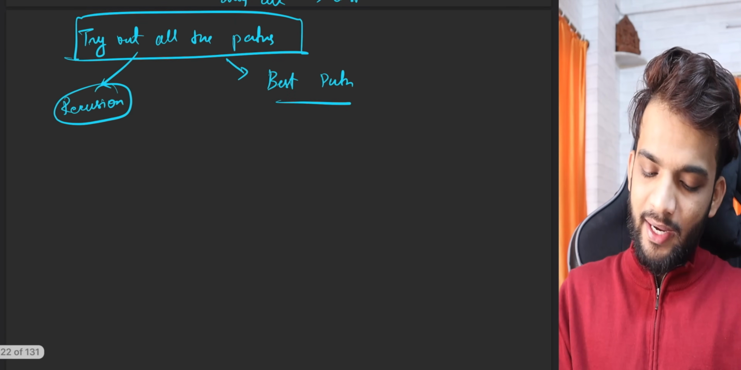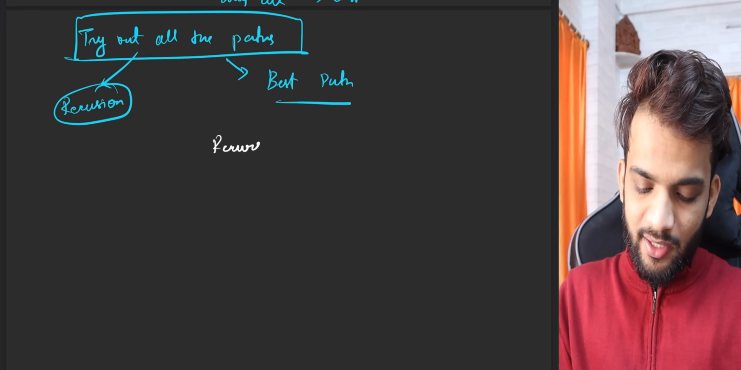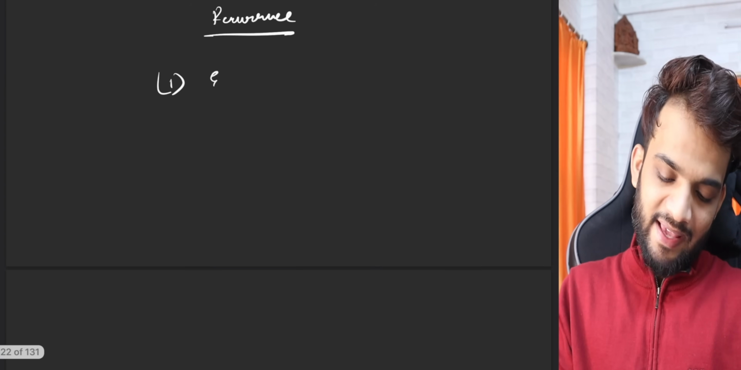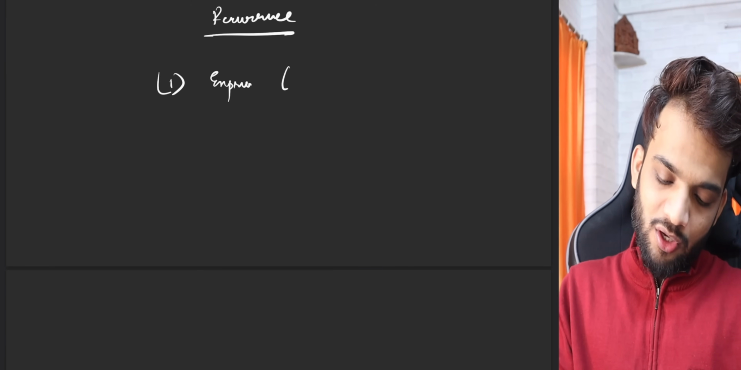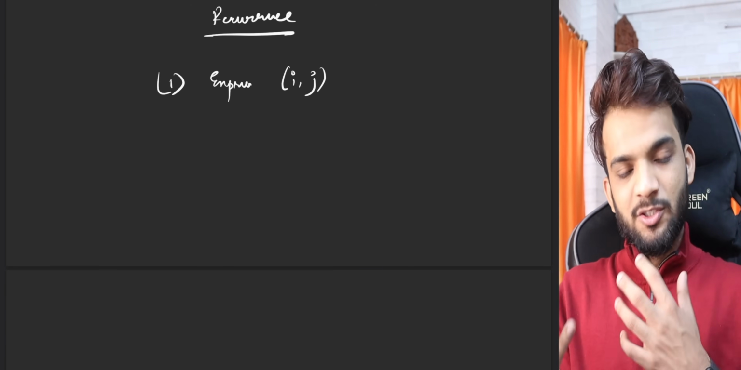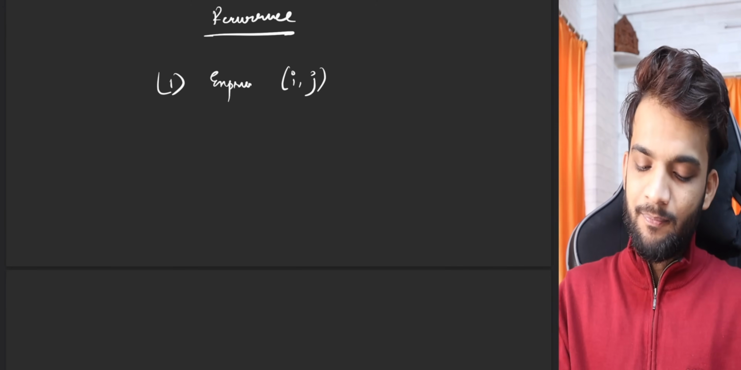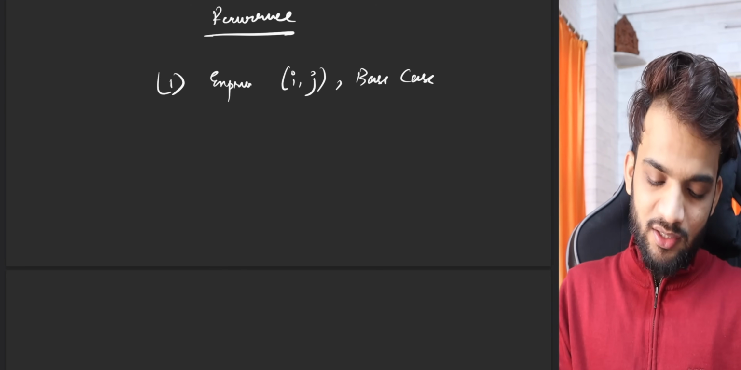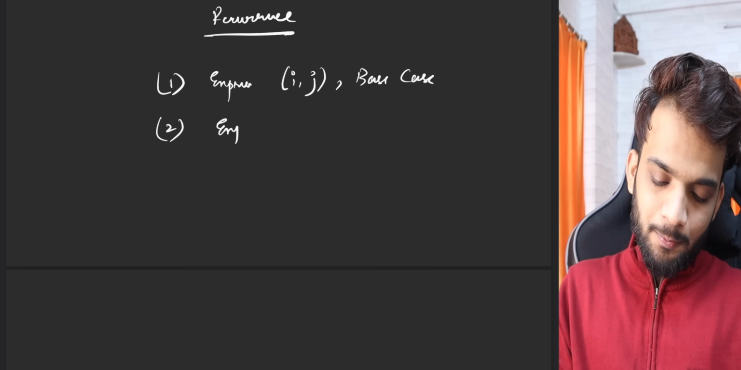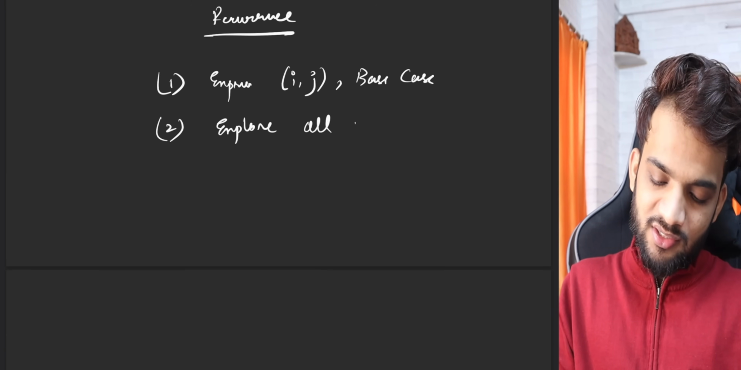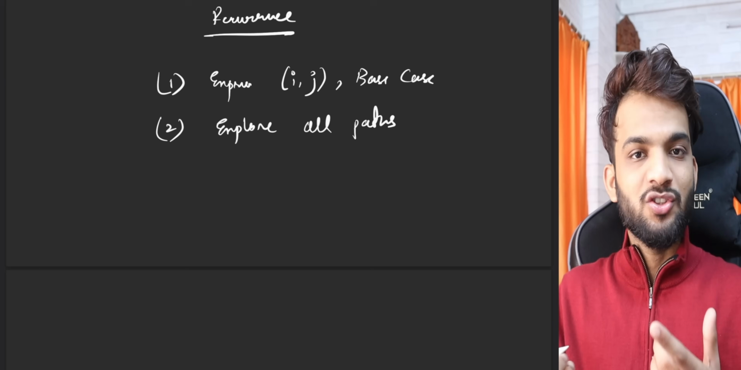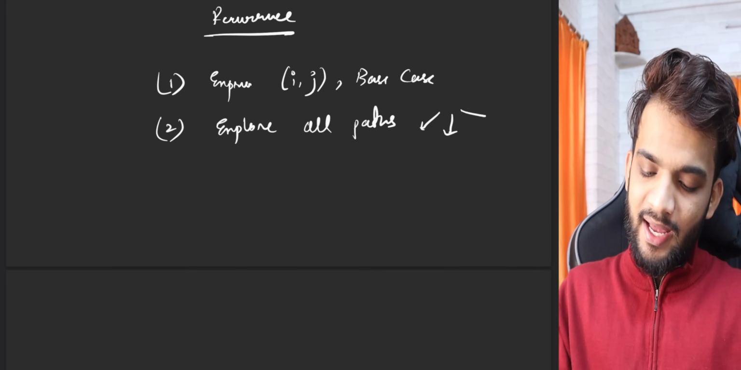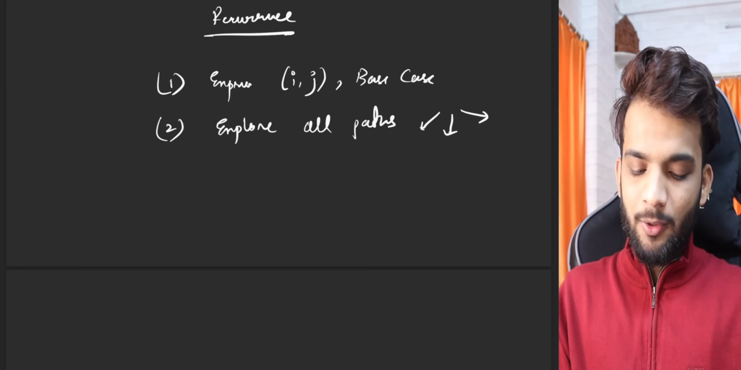So you have to write the recurrence. What are the steps to write the recurrence, guys? Step 1 is express everything in terms of i comma j, and write down the base case. That's step 1. What is step 2? Explore all paths. Yes, explore all the paths. Over here in the question it states you can go down, to the left diagonal and to the right diagonal, so explore all the paths.